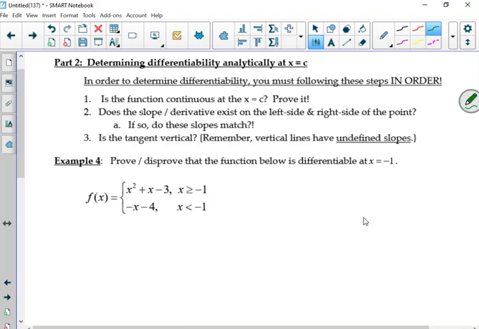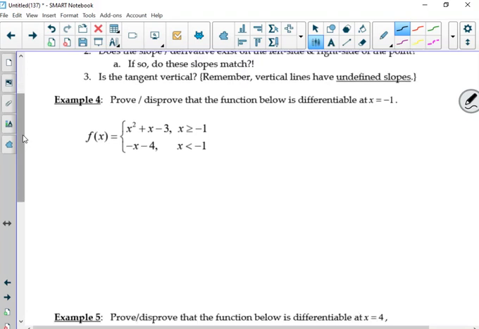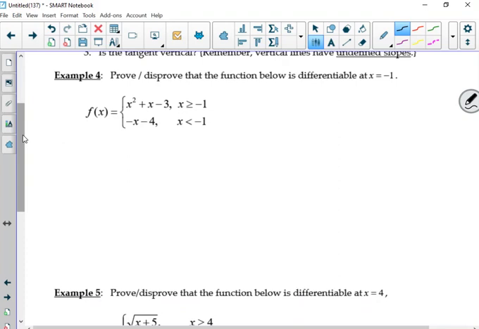And the number one thing you have to remember, in order to prove we've got differentiability, we have to prove continuity. So, continuity proof. Blast from the past, Unit 1. If we're going to do the continuity proof first, which we have to, continuity at x equals -1.